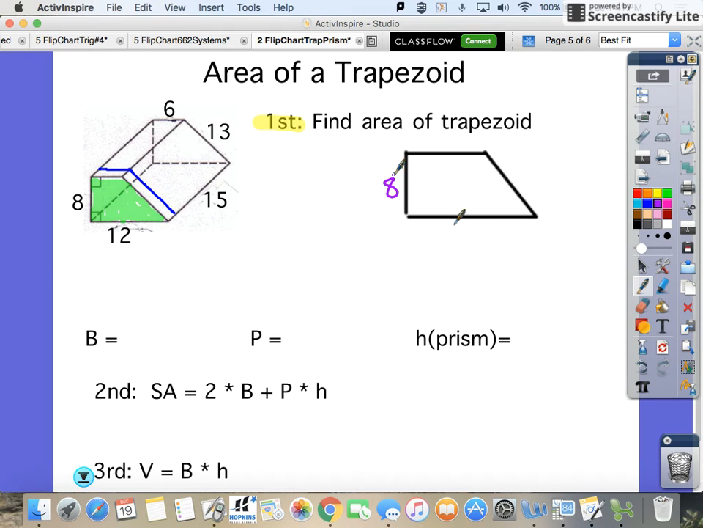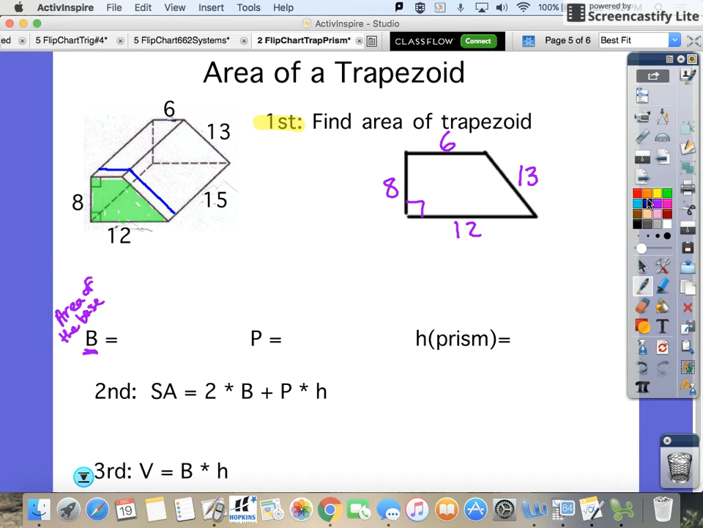So first, this would be 8 units, this would be 12 units, and then this right here corresponds to this side, which is 6. And then this right here corresponds to this side, which is 13, okay? So the first thing that we want to do was find the area of the trapezoid. This seems weird, but we're going to be calling that B, because it's like the base of our cookie dough roll. If you were going to stand this up, it would be on a trapezoidal base. So capital B is the area of the base. In this case, it's the area of the trapezoid.